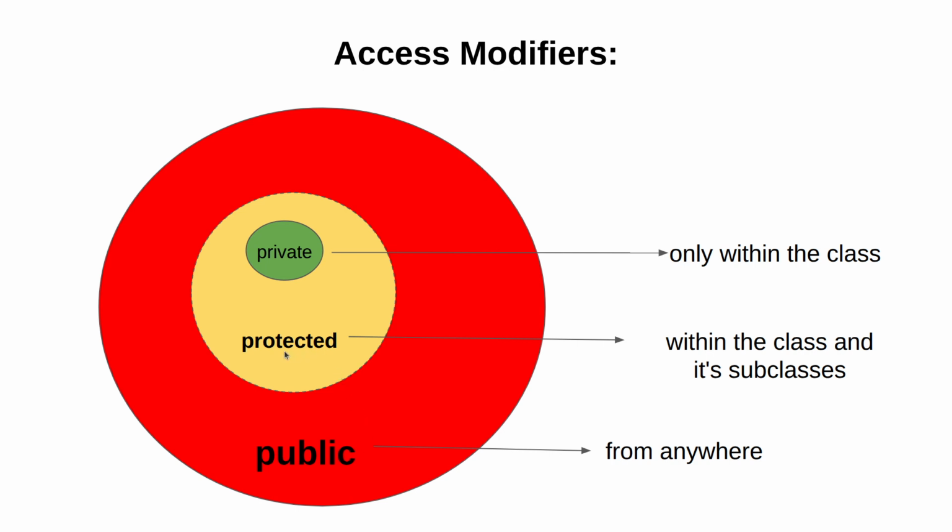Then the next is protected, accessible within the class and its subclasses or child classes. Then the last is private, accessible only within the class.